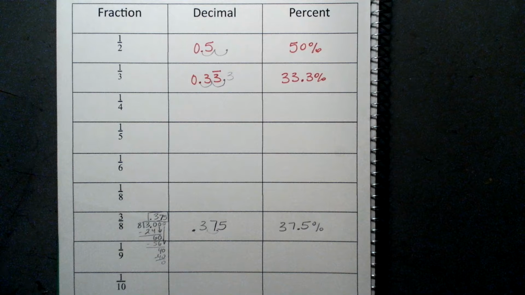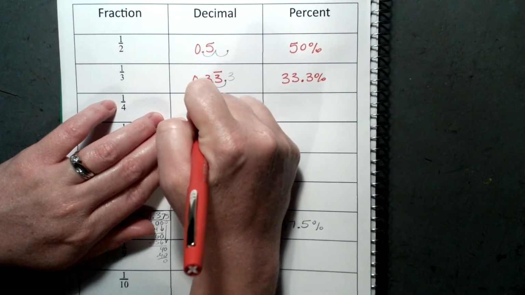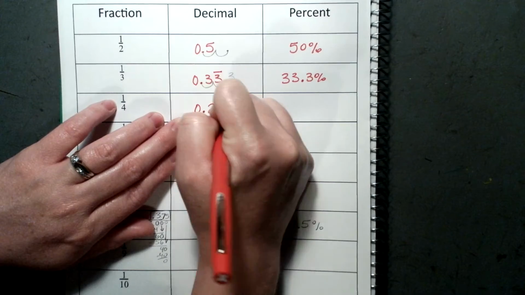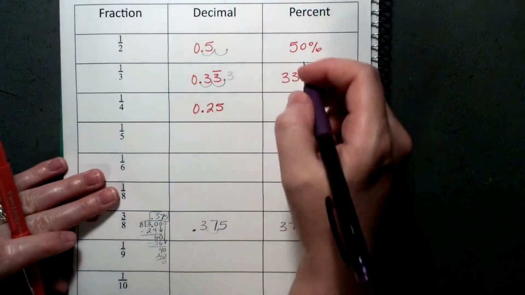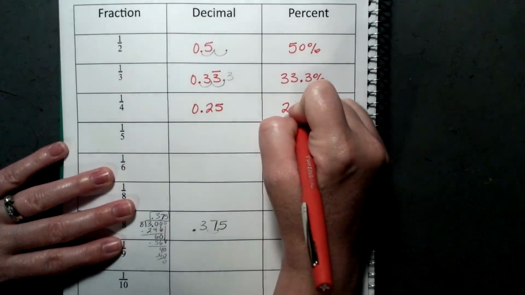For 1/4, this should be another easy benchmark fraction. If I have 1 out of 4 quarters that make a dollar, which is 1/4, I have 25 cents. So 1/4 of something would be the same as 25%.